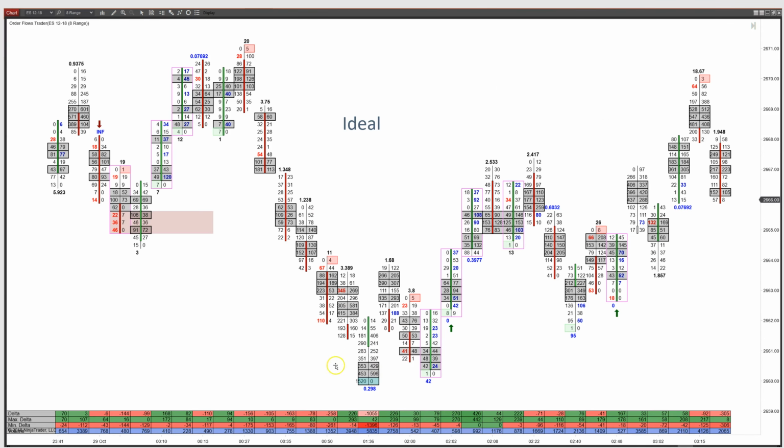Ideal, like this, right down here, right on the bottom, all 3 right on the bottom. Honestly, that's a bit rare, but it does happen. Those are like, hey, buy me, is what the market is screaming at you.